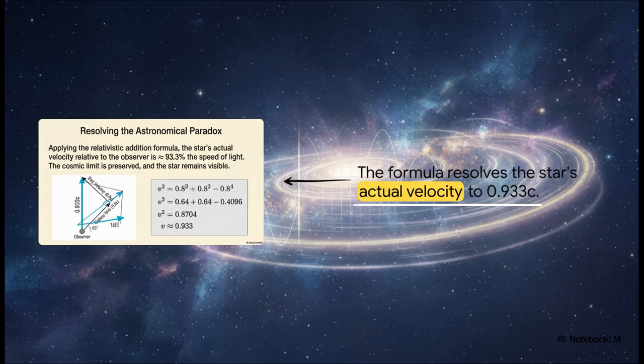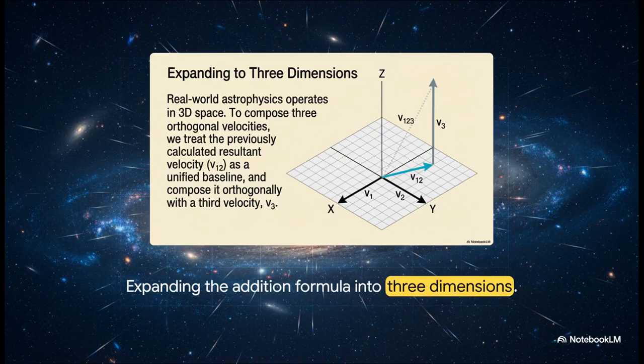This completely proves that the cosmic limit is beautifully preserved, the math works out flawlessly, and best of all, our distant star remains totally visible in the sky. Now, let's take things up a notch and see how this scales into real-world astrophysics. Because, let's face it, the universe isn't a flat piece of paper, right? It operates in full 3D space, meaning we need a third orthogonal velocity vector, the z-axis.